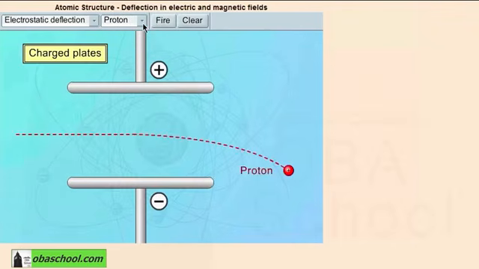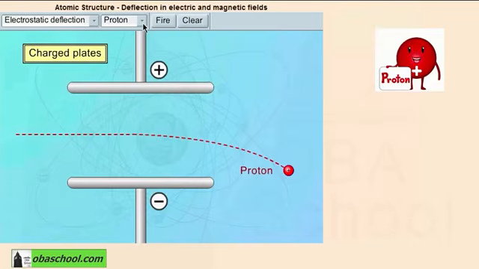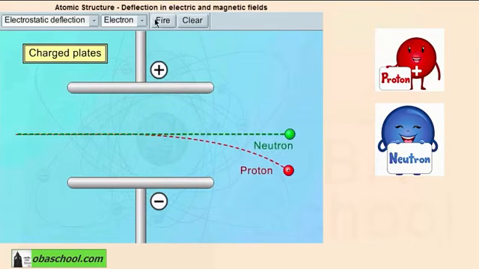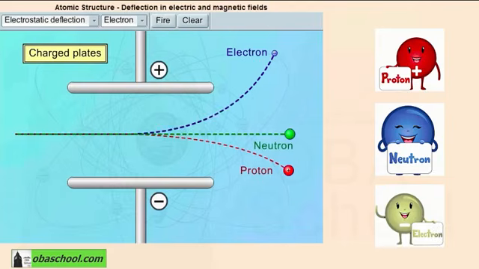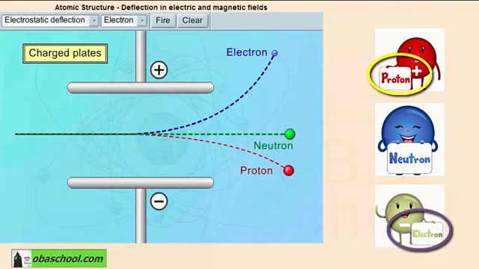This is a proton. This is a neutron. And this is the electron. So again, the proton holds a positive charge, the neutron holds a neutral charge, and the electron holds a negative charge.